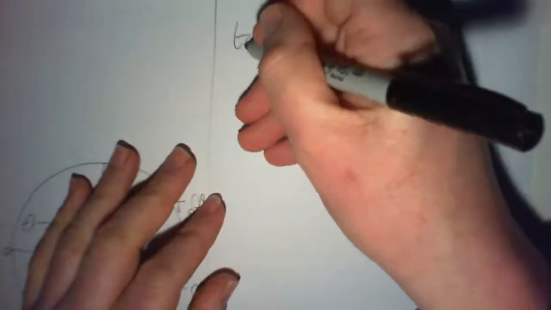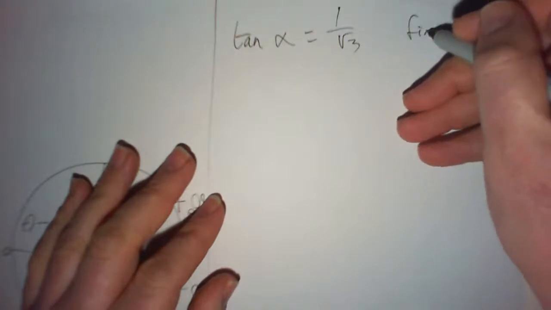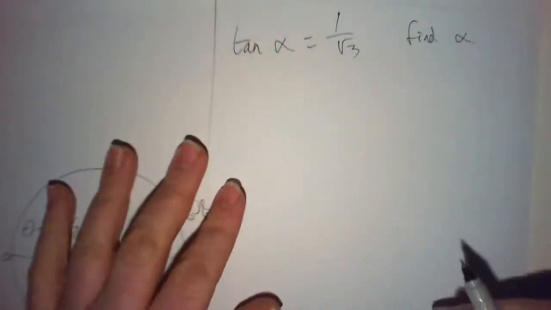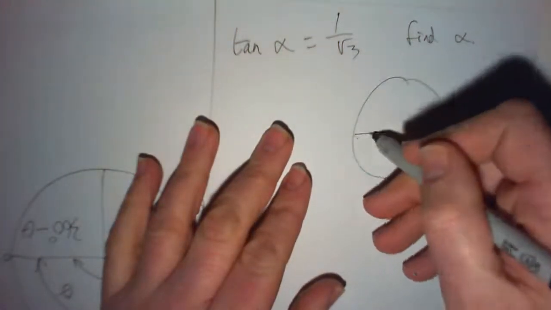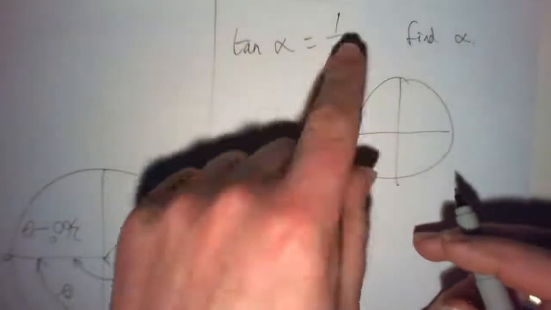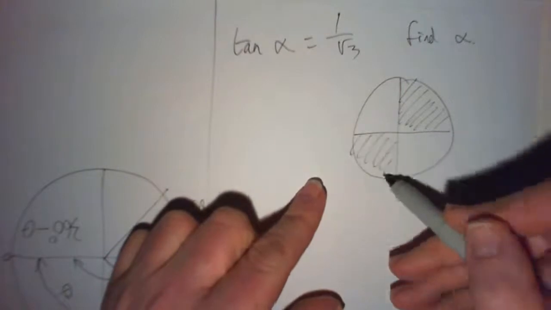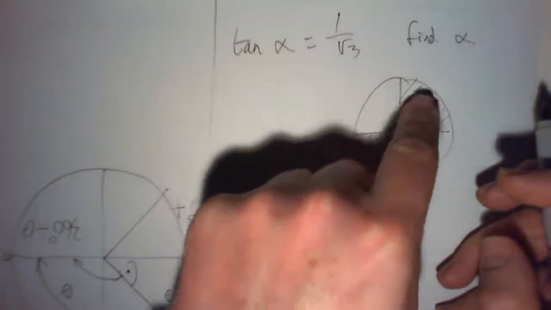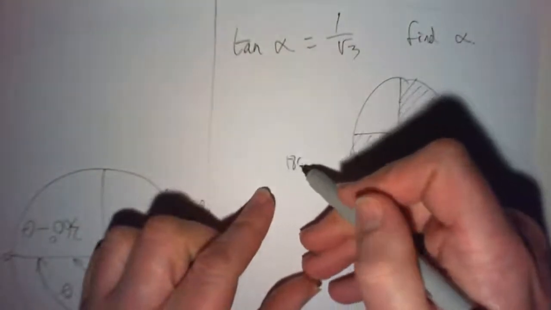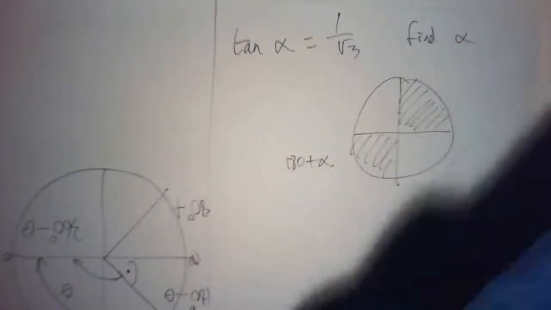Let's take: if the tan of alpha is equal to 1 over root 3, find alpha. So we need to find alpha. First of all, let's figure this out. Unit circle. Where is the tan positive? Tan is positive here in the first quadrant, and also here in the third quadrant. Here, it's just whatever I read off the book, because alpha is the answer. Here, it's going to be 180 plus whatever the angle is. That'll be your reference.